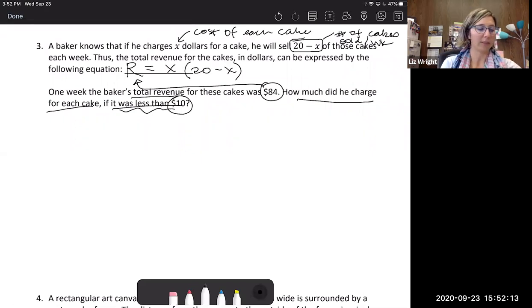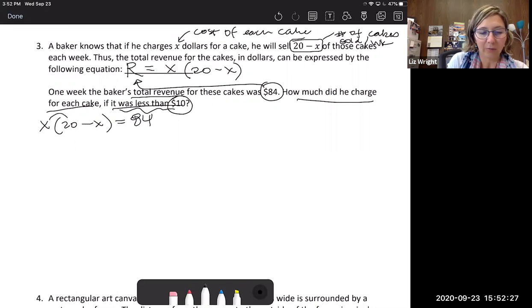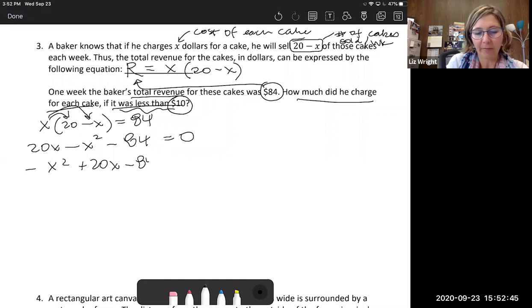So there's going to be one answer that's going to be greater than 10 bucks, and we're going to throw that one out. All right, so we're going to have X times 20 minus X. I'm putting my revenue on the other side, equals 84. So again, quadratic formula, we need to get it into standard form. So we're going to have 20x minus x squared. I'm going to go ahead and bring over my 84 because I'm going to have to do it anyway. Now I'm going to rearrange. I'm going to have negative x squared plus 20x minus 84, and that equals 0. So A equals -1, B equals 20, C equals -84.